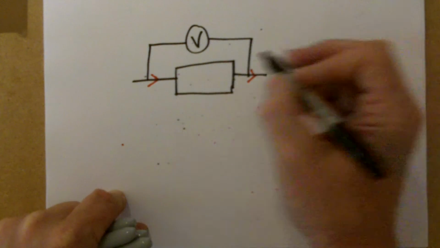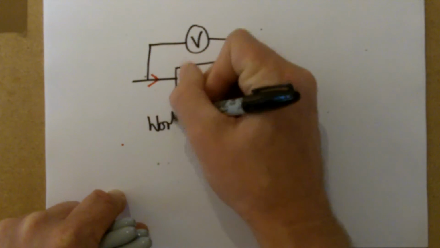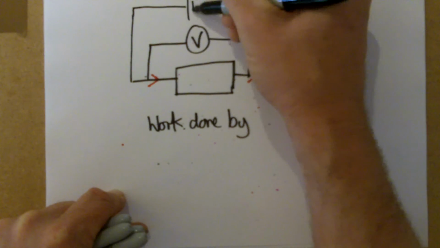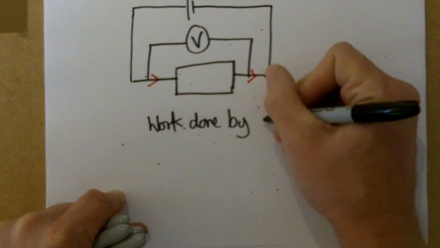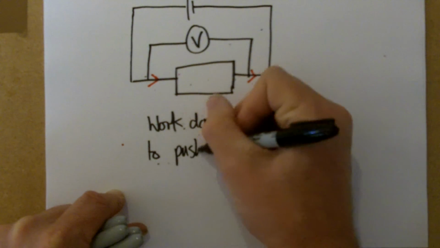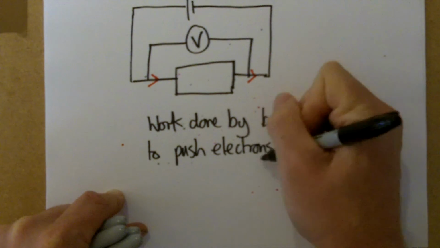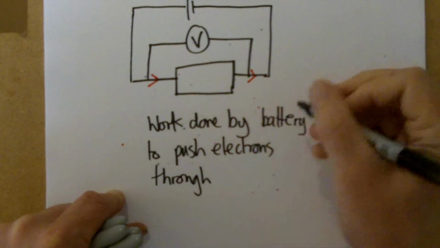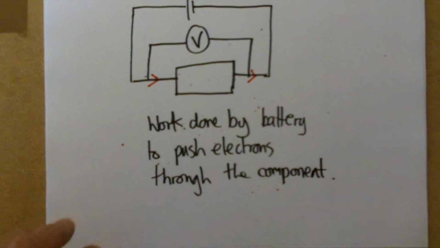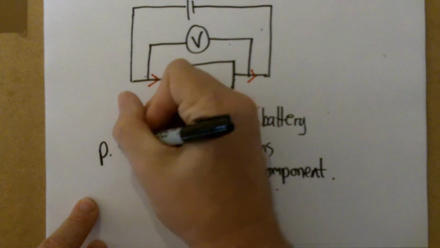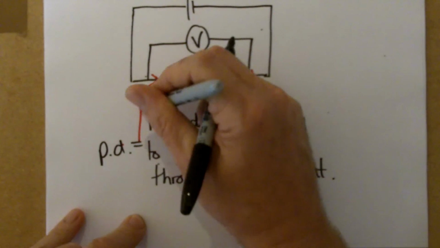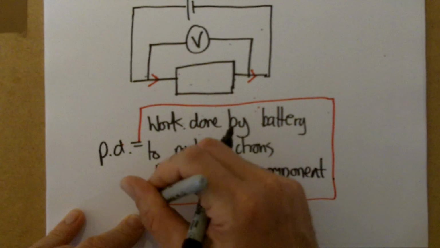Firstly, we've defined it as the energy lost, but you can also think of it as the amount of work that has to be done by the battery or the power supply. Let's say by the battery. Work done by the battery to push electrons through the component. So, in defining potential difference, we can think of it as work done by the battery or the power supply in pushing these electrons through.